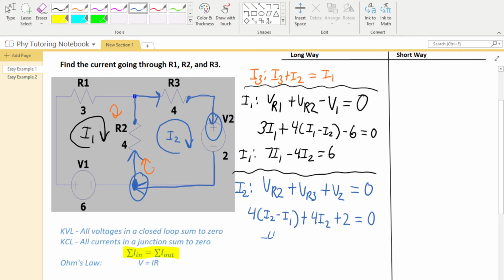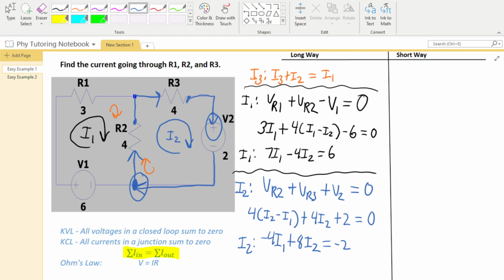This is going to be a negative 4I1 plus an 8I2 is equal to negative 2, right? So all I did there was just combine like terms and put I1 first and I2 second. And this is going to be my I2 equation. From this point forward, we're just going to be using math. There's no more physics involved.